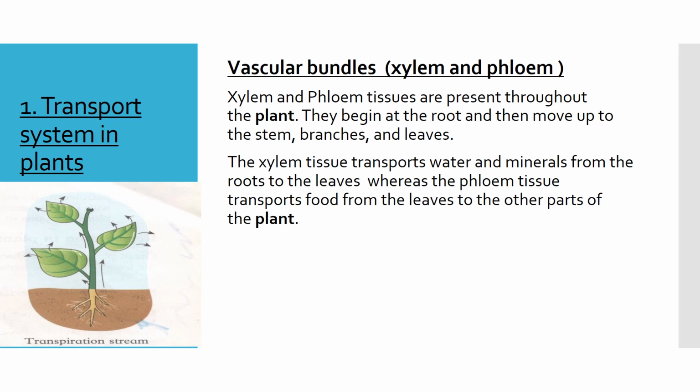There are two components which form the vascular bundle. The function of the xylem is to transport the water and minerals from the roots to the leaves, while the function of the phloem tissue is to transport the food from the leaves to the other parts of the plant. The movement of water from the roots to the leaves is called the transpirational stream. Transpirational pull is the main way in which water is transported in plants. And transpiration helps the plant to keep cool in summer.